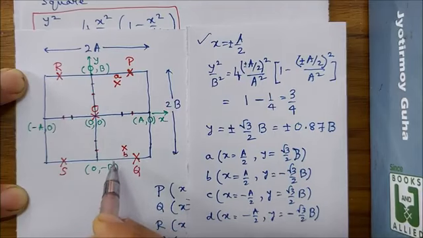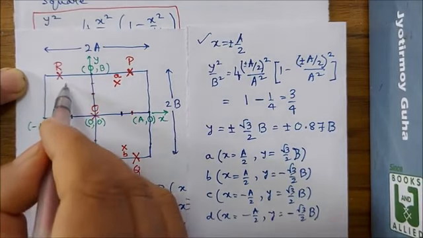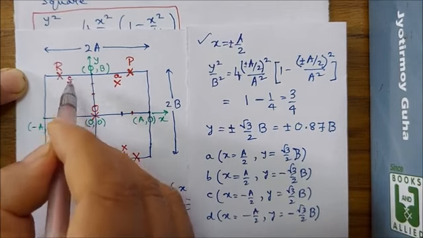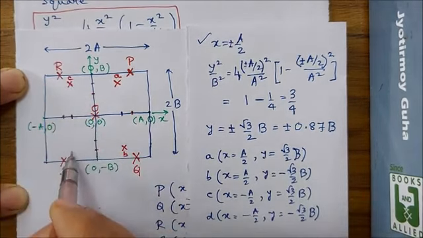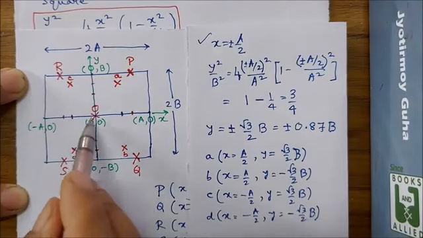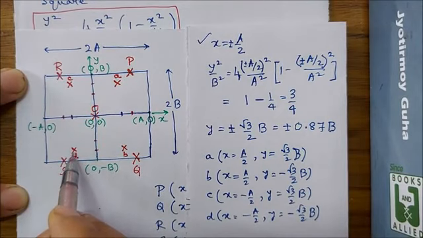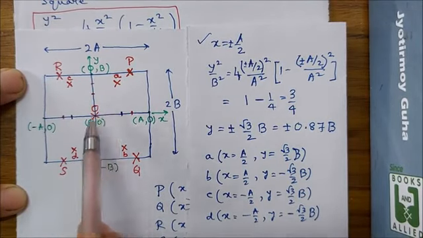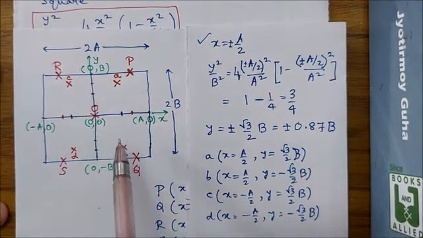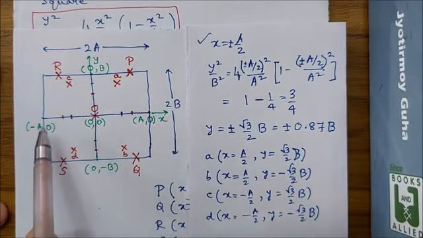So this is B point. C point will be minus a by 2, plus 0.87 b, and D point will be here, corresponding to x equal to minus a by 2, y is minus 0.87 b. So the pattern passes through these crosses, and we are eager to know how much the pattern will move on the x side as well as on the minus x side.